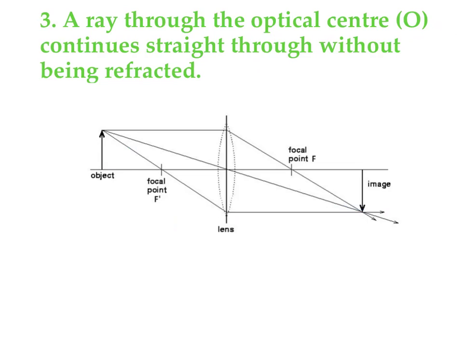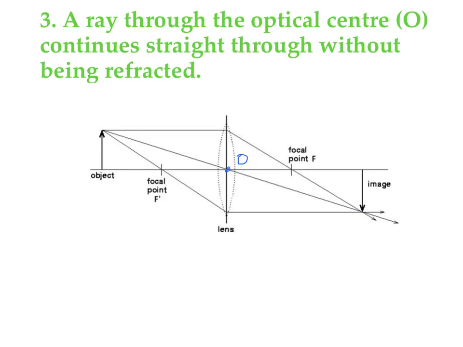And the third rule is really easy. You take your ruler, you line up the tip of your object with the optical center. So right here, that's O, the optical center. And a ray that passes through O continues in a straight path without being refracted.